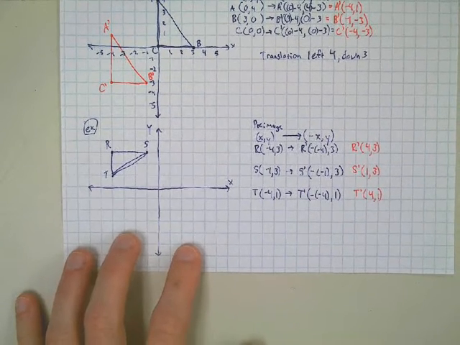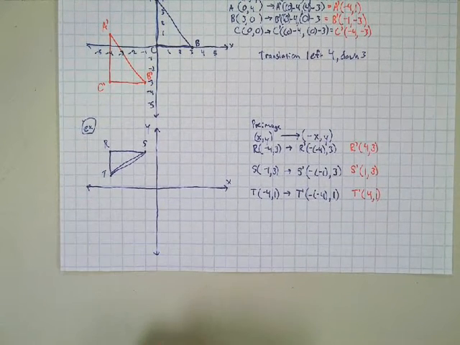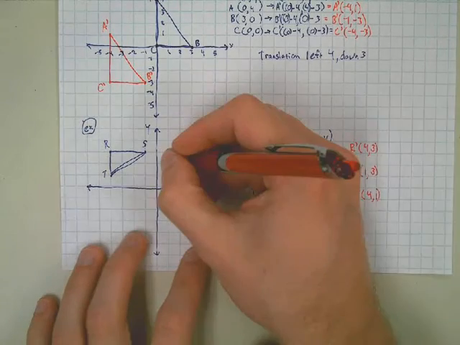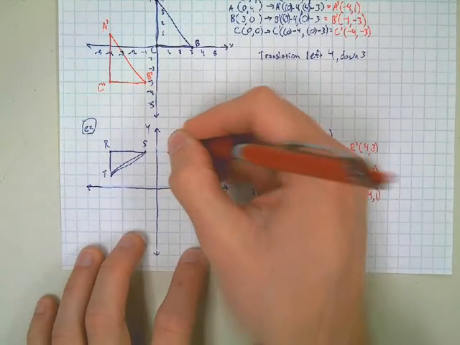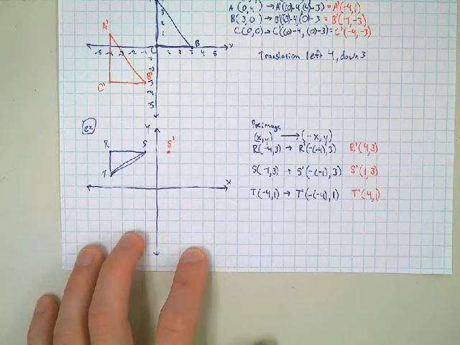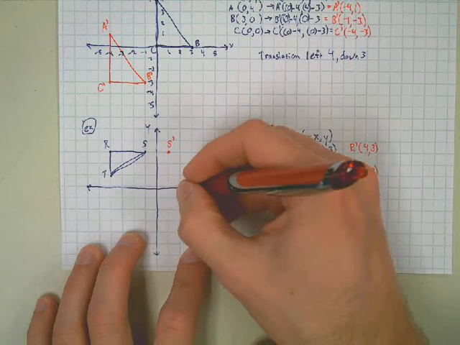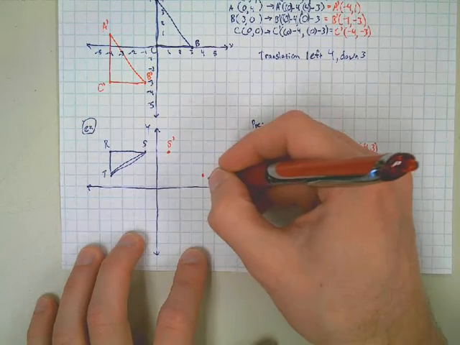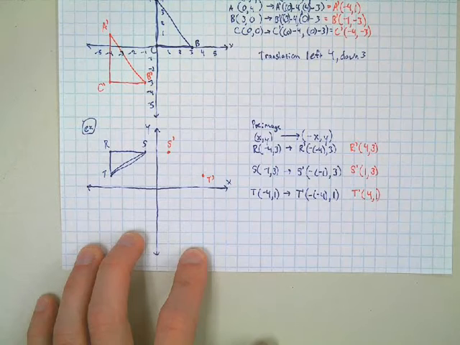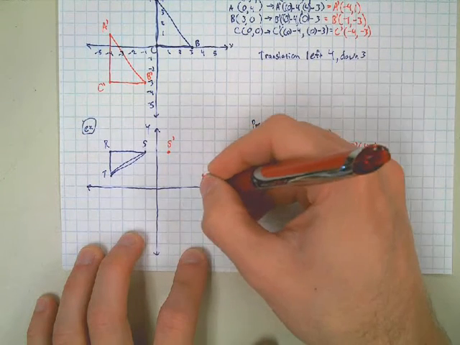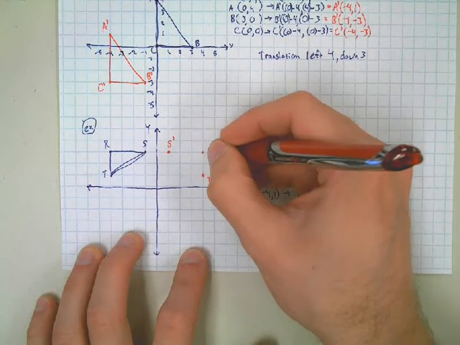So this will be a flip, right? We'll see. Okay, let's plot the points. Plot your points. Once you've got those down, go ahead and plot them. S prime is 1, 3. Make sure you label them too with S prime.